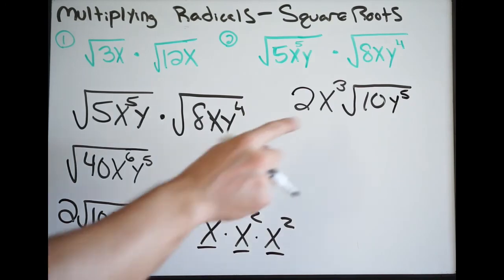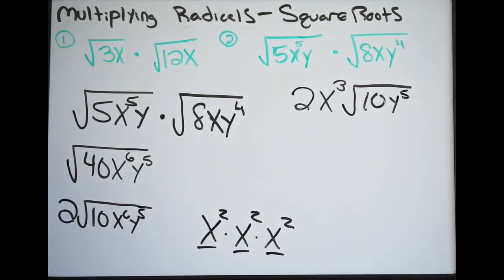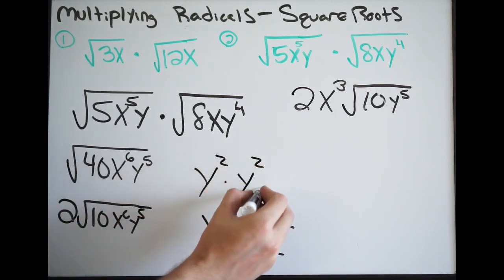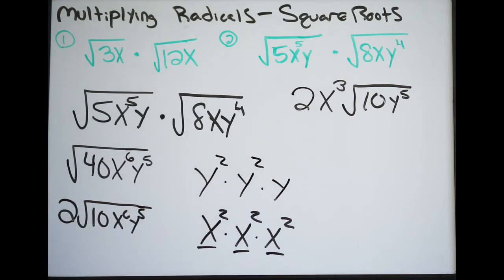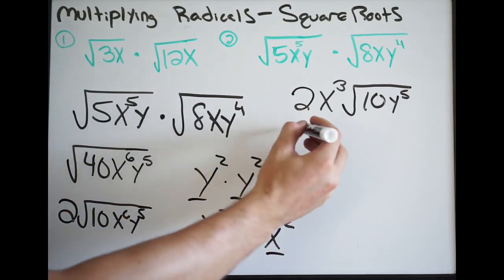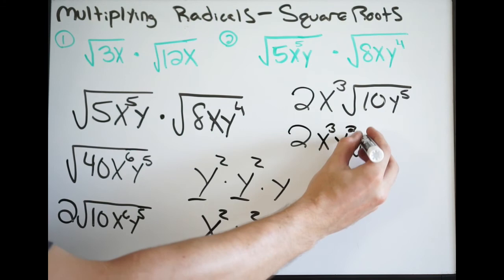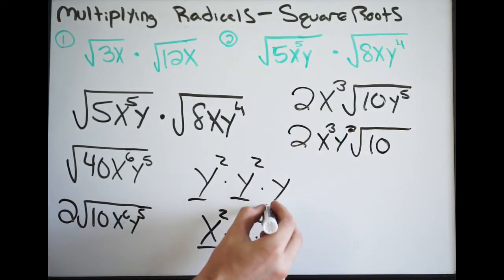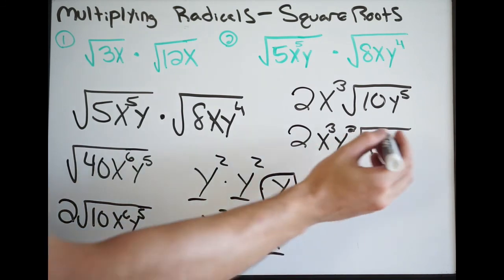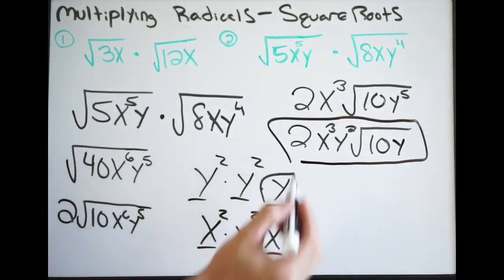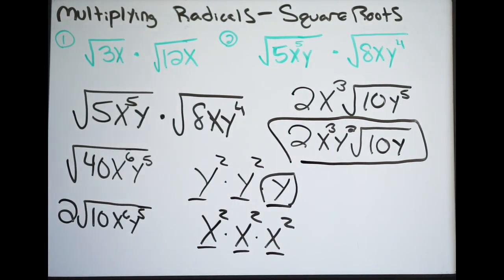Let's do the same thing with our variable y. How can we rewrite that so it says y to the 2nd? Well, we can do y to the 2nd times y to the 2nd times y. That is y to the 5th. Notice I have 1, 2 y's to the 2nd power, so I can pull out 2 y's. And we know that y times y is y squared, so you're going to get 2x cubed y squared, and the square root of 10. And look, 1 y stays behind, so we just get y here. This is going to be our final answer right here. Okay, so that's multiplying radicals, and in particular, square roots.